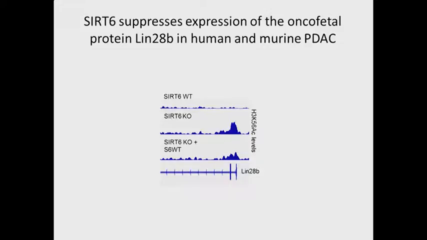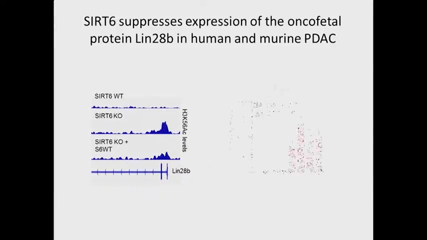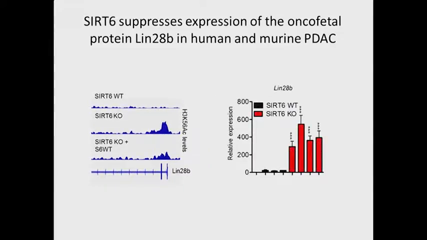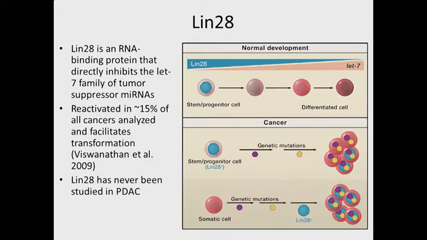So to try and get at the mechanism by which SIRT6 is repressing the growth and progression of PDAC, we performed ChIP-seq for H3K56 acetylation and found that the gene that was most highly acetylated in the knockout cells was Lin28b. So strikingly, when I looked at the expression of Lin28b in my murine PDAC cell lines, I found that all of our SIRT6 knockout cell lines had high levels of Lin28b expression. Lin28 is an RNA binding protein that directly inhibits the LET7 family of tumor suppressor microRNAs. It's highly expressed in ES cells and is necessary for maintaining the pluripotent state.